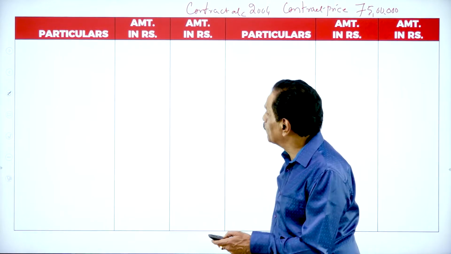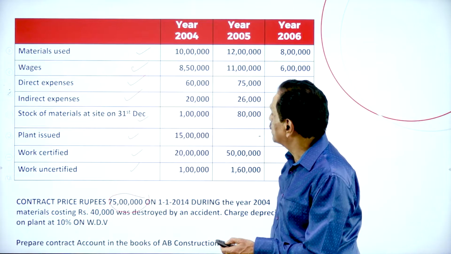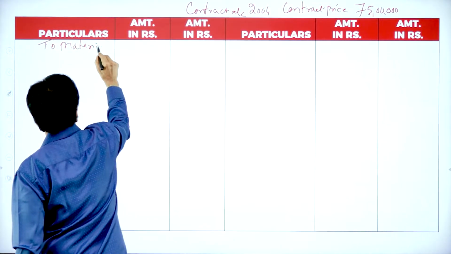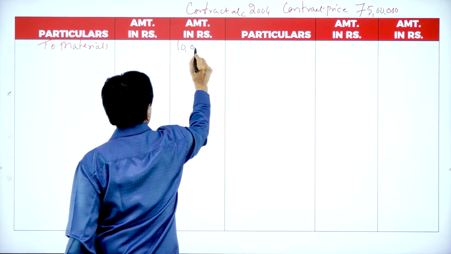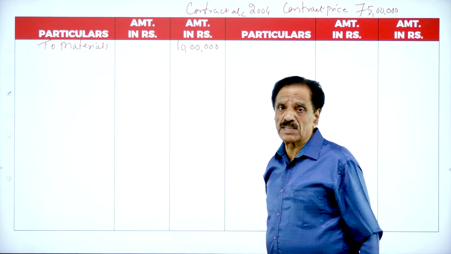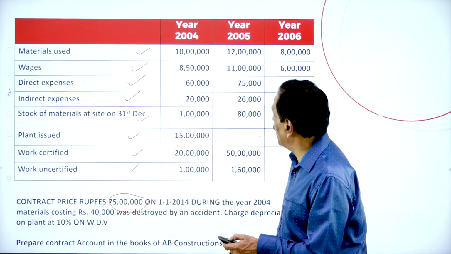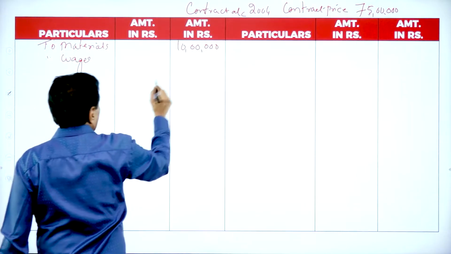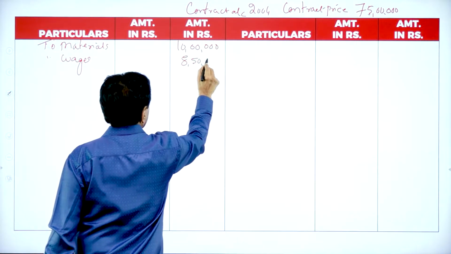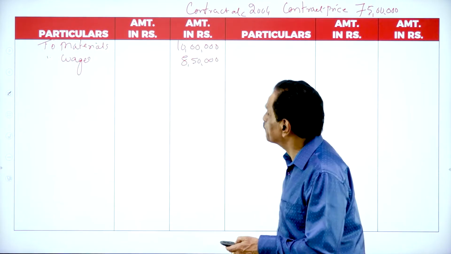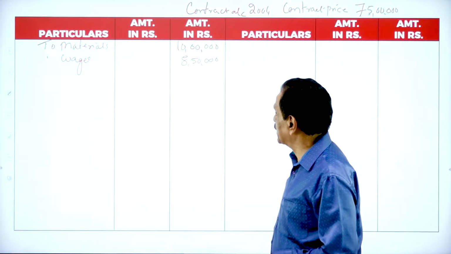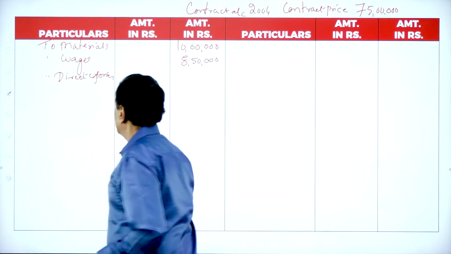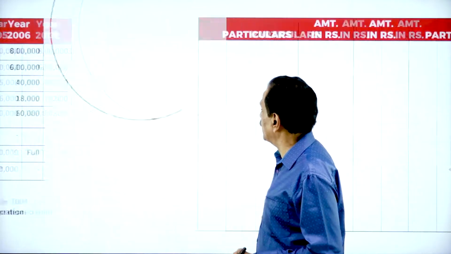So, we'll go with the problem now. What's the material cost? 10 lakh. Materials cost is 10 lakh. It's an expenditure, put on the debit side. What is next one? Wages. Wages 8,50,000. Debit side. What is next one? Direct expenses. Debit side it will come, 60,000.